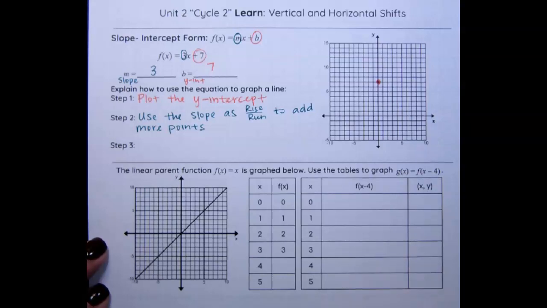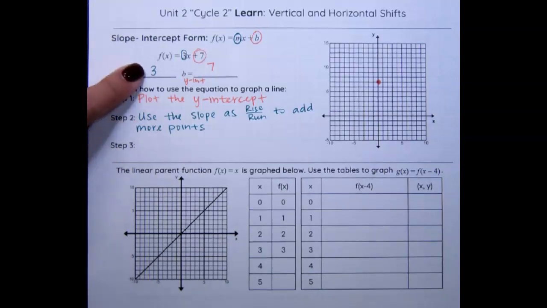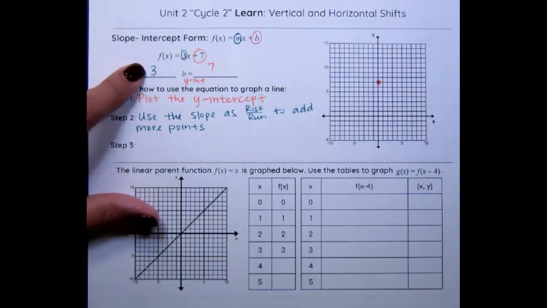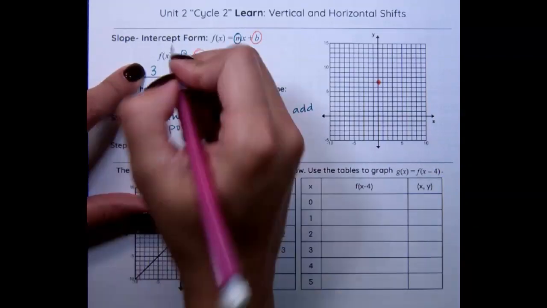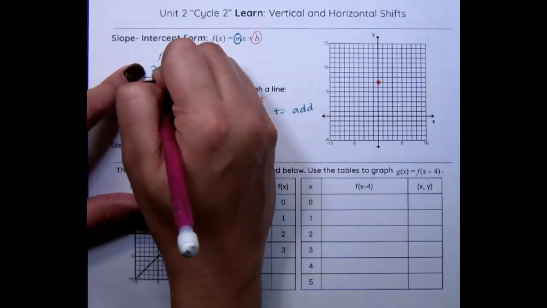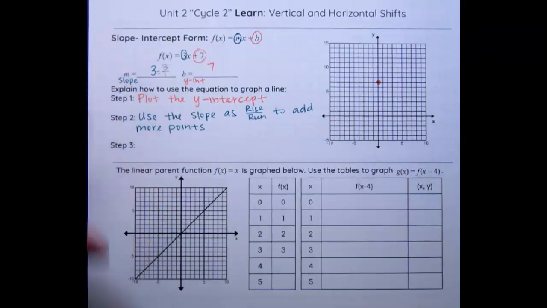But you may be thinking, well, Mrs. Flores, this slope is not a fraction, and rise over run is a fraction. And if you think that, you're correct. Well, I ask you, how do you turn a whole number into a fraction? Anytime that you want to turn any whole number into a fraction, you put it over 1. So all I have to do is put 3 over 1. And now I have rise and run. 3 is positive, so that tells me I'm going to go up 3. 1 is positive, so I'm going to run to the right.